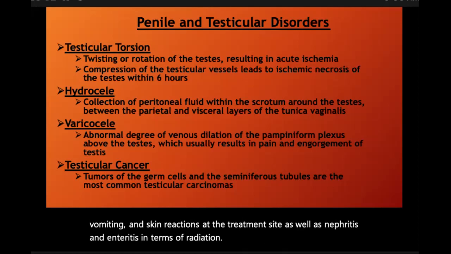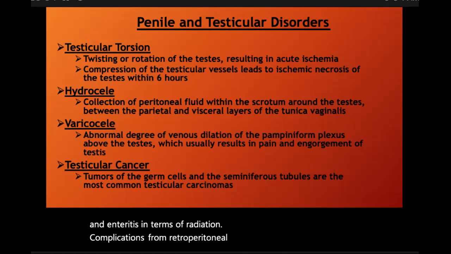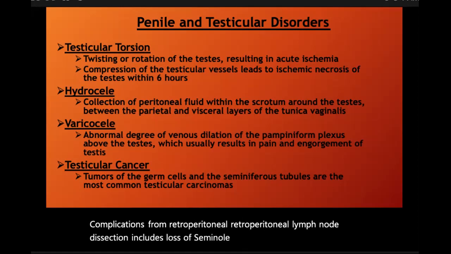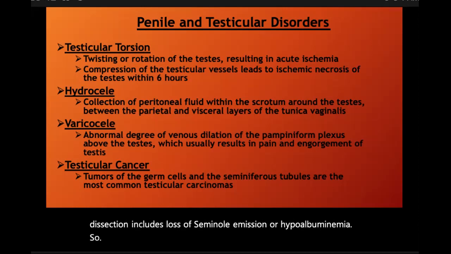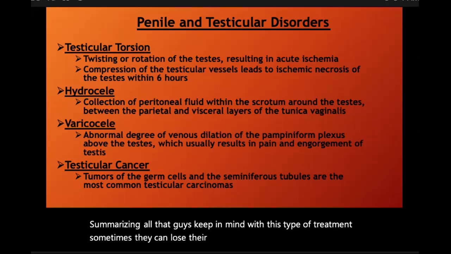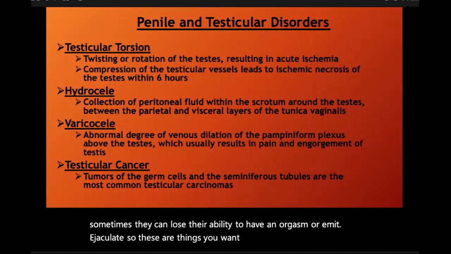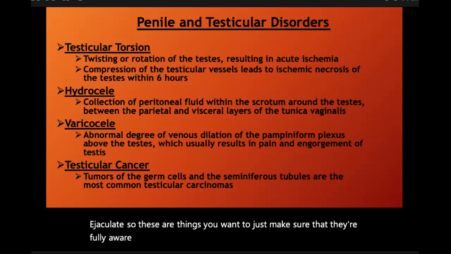Complications from retroperitoneal lymph node dissection include loss of seminal emission and/or hypoalbuminemia. So, summarizing all that, guys, keep in mind with this type of treatment, sometimes they can lose their ability to have an orgasm or emit, ejaculate. So these are things you want to just make sure that they're fully aware of and in agreement to, and they have the right support for afterwards.